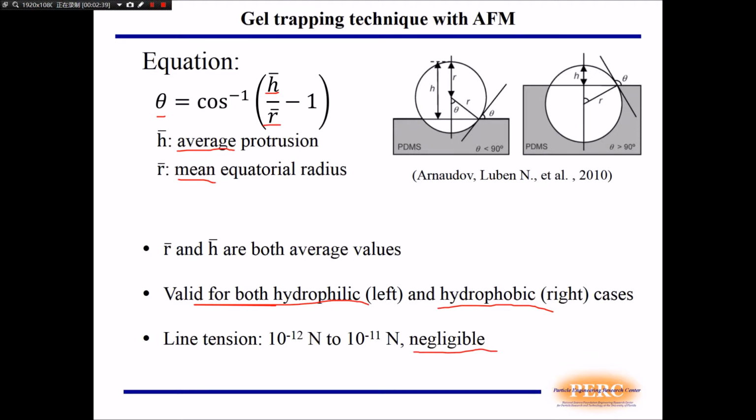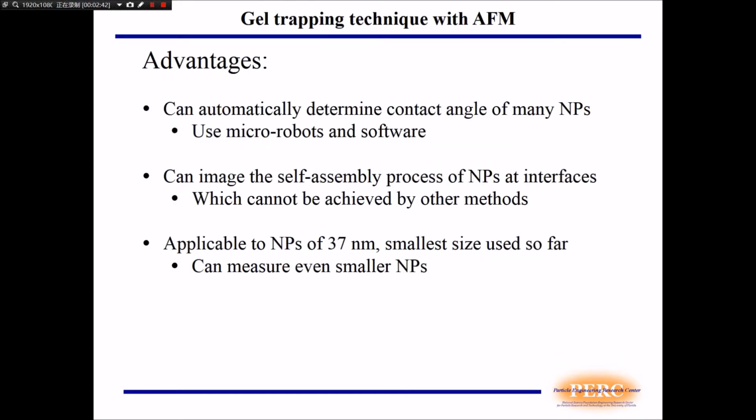Here are the advantages of using GTT with AFM. It is possible to automatically determine the average contact angle of many nanoparticles using proper microrobots and software. GTT with AFM can image the self-assembly process of nanoparticles at fluid interfaces, which cannot be achieved by other techniques, including direct AFM imaging. It can determine the contact angle of the smallest nanoparticle so far in use, which is 37 nanometers. In the future, this method can measure even smaller particles.